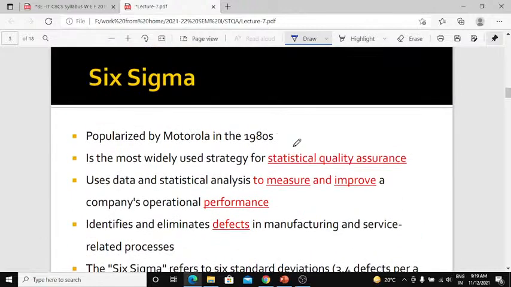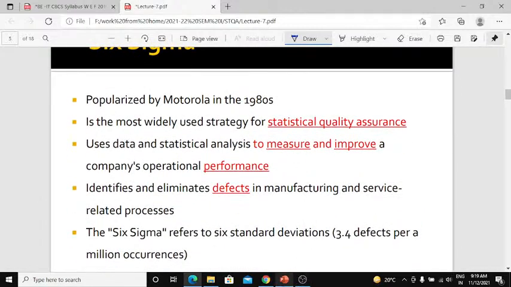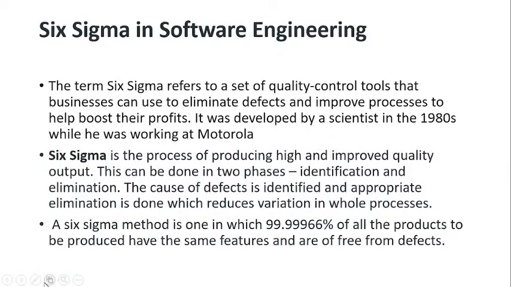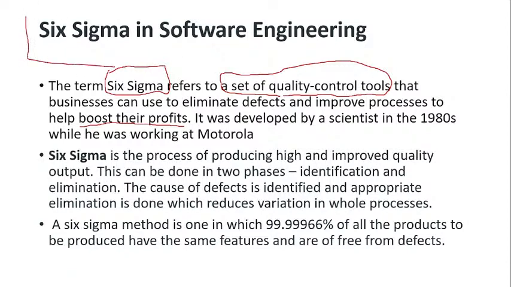And then Six Sigma is one more method. The term Six Sigma refers to a set of quality control tools that help a business eliminate defects and improve processes to boost profits, to maximize the profit in the organization. That is the Six Sigma technique.